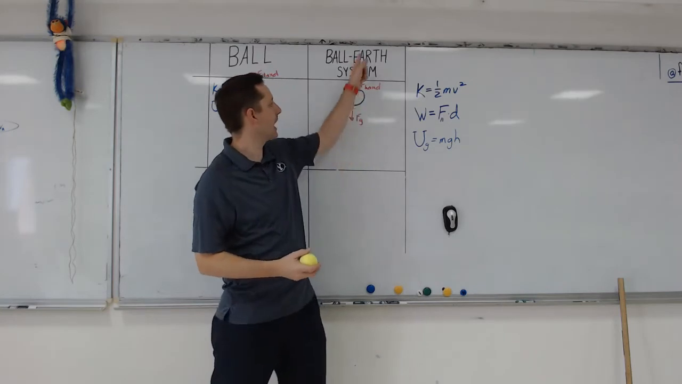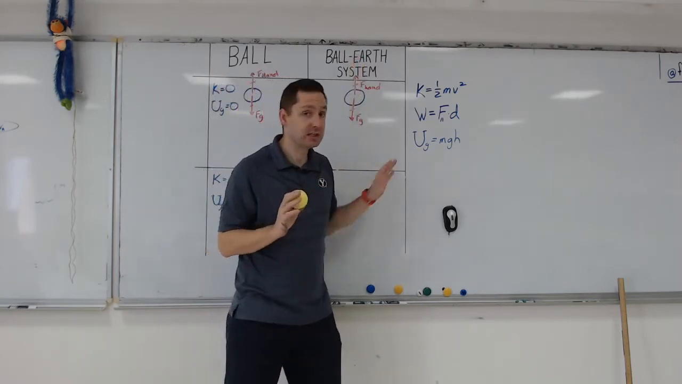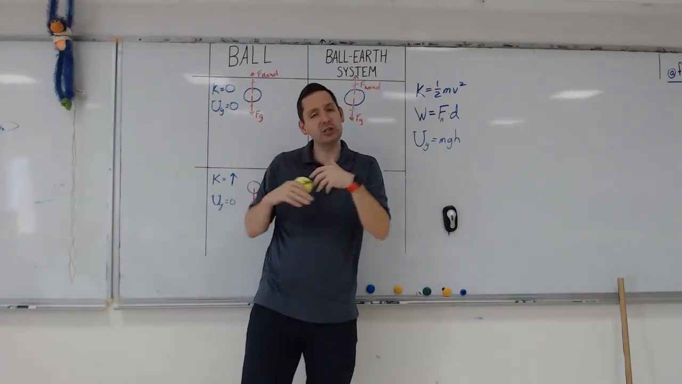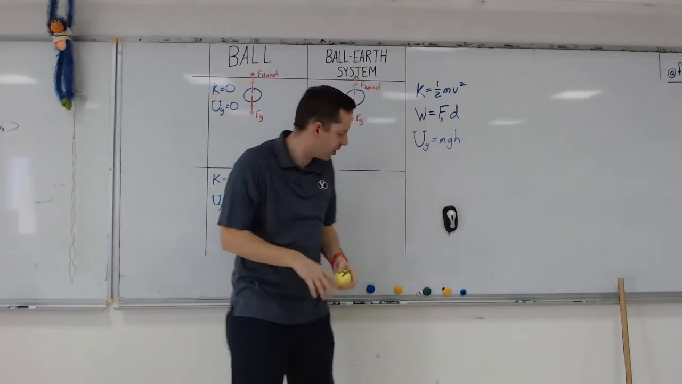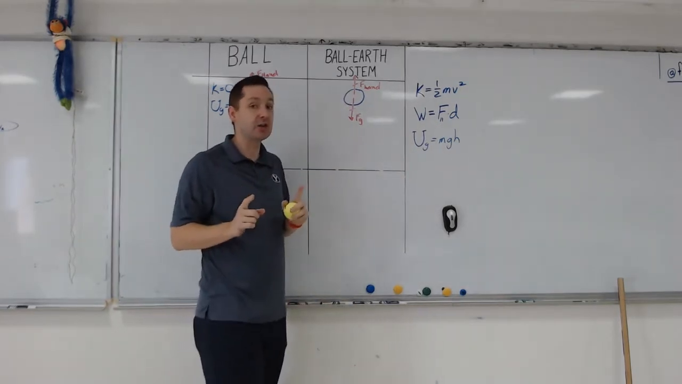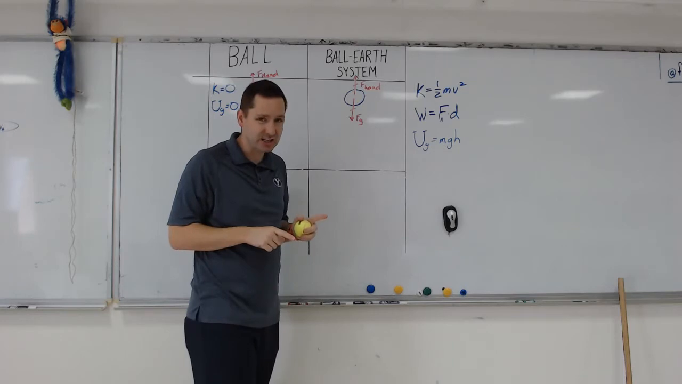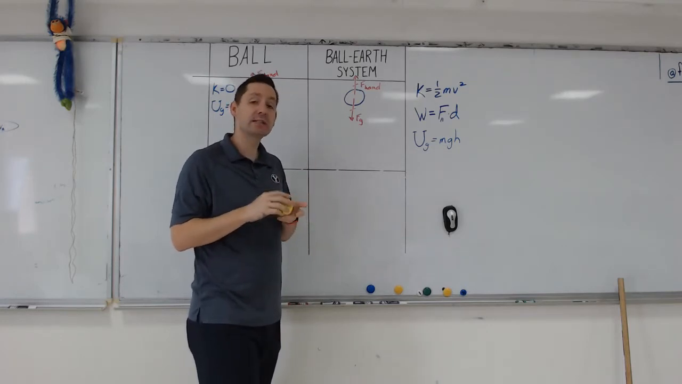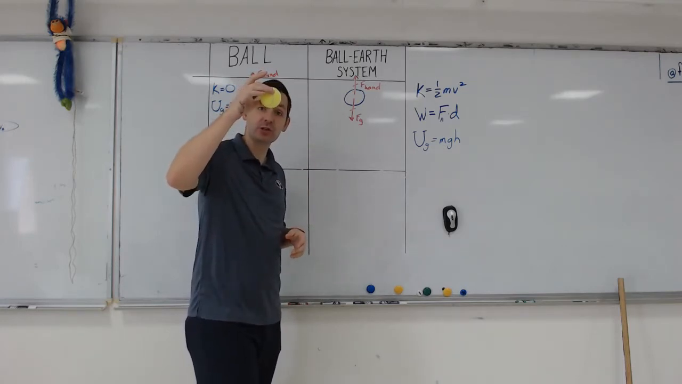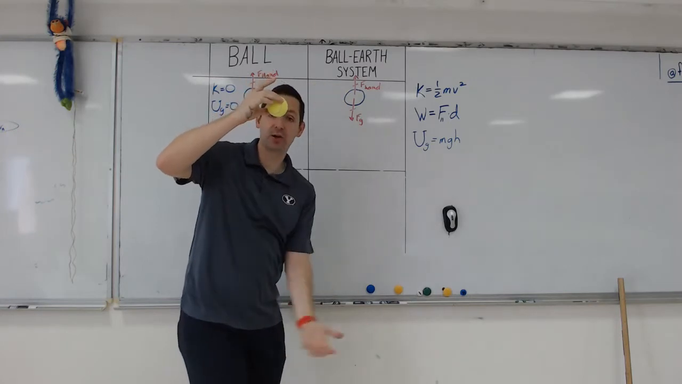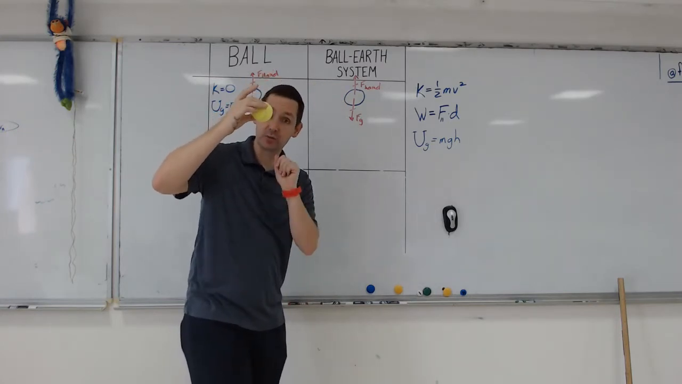So when we're looking at the ball-earth system, which is the same situation as before, it's just we're now grouping the ball and the earth together, we would still say that the kinetic energy is zero, but we would say that we have gravitational potential energy because we're looking at the ball-earth system and considering the interaction between those two.